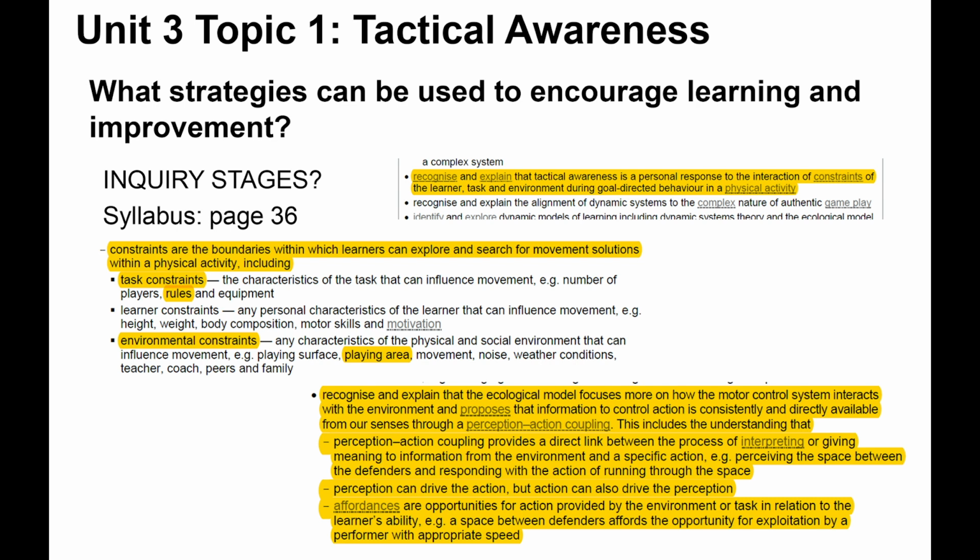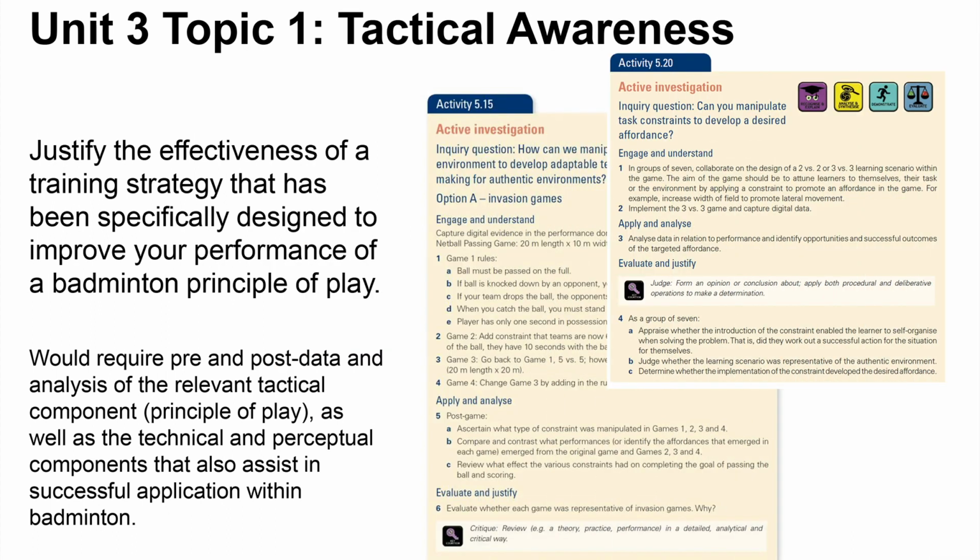That is big chunks of the syllabus. And there are 2 or 3, 4 or 5 different active investigations that we have at the end of that chapter where you're doing that sort of thing. Setting up the context, getting the primary data about their weaknesses or their rate limiters, identifying 1 or 2 of them, thinking about the principles of play, getting them to design a training activity, a training strategy, trial it, collect the data, get them to evaluate and justify that data.